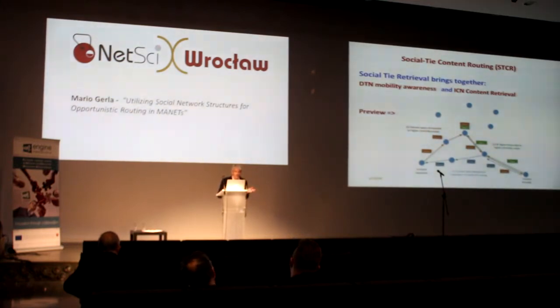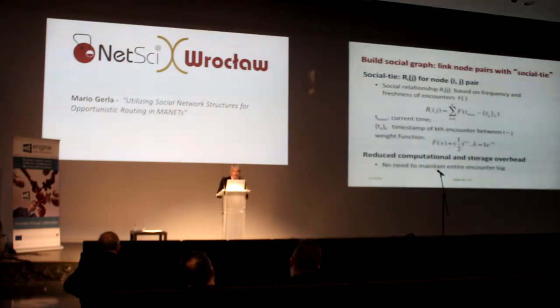So the paper is quite technical, but I hope I can go through some of it, though I will not go into much detail. Now here, the social tie concept, I already introduced it before. So the social tie is the social relationship of a node i to node j, right? And it is based on frequency and freshness of encounters. And again, the function here keeps track of all the past encounters and discounts them exponentially based on time.